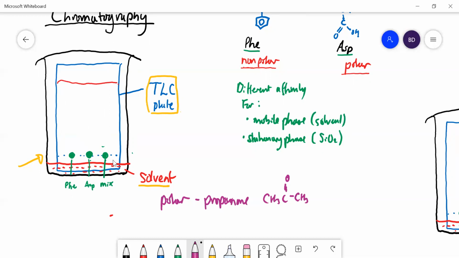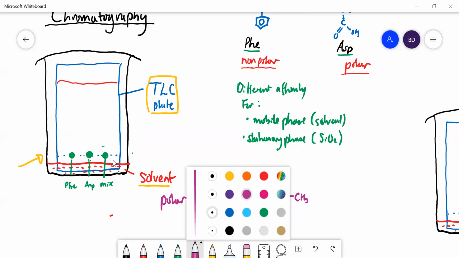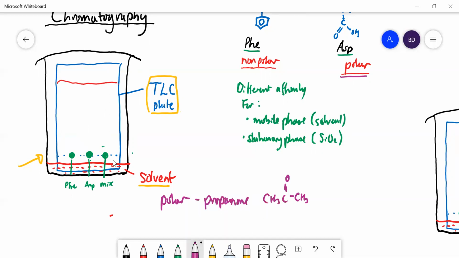So you would get a different result because they'd have different affinities for the solvent. I would imagine that aspartic acid would have greater affinity for the propanone than the phenylalanine because it's more polar, so that's going to move further up. The phenylalanine maybe won't move as far because it's less soluble in the propanone, because of the big benzene ring group on it. And then our mixture, again, you get one there, and the unknown, you don't know where that would be. So if you want to get a good separation, you need to choose the correct solvent, and that would be done by trial and error.